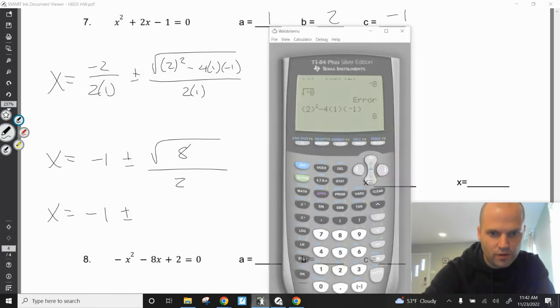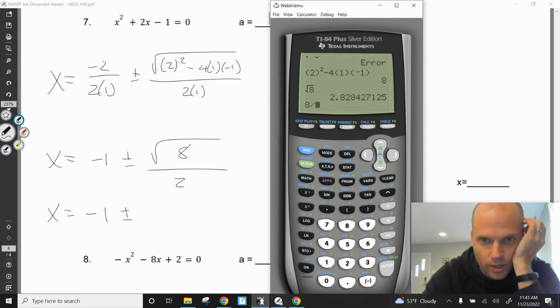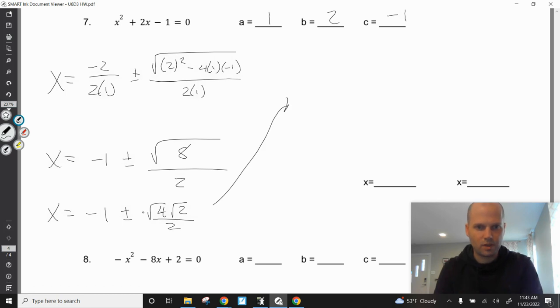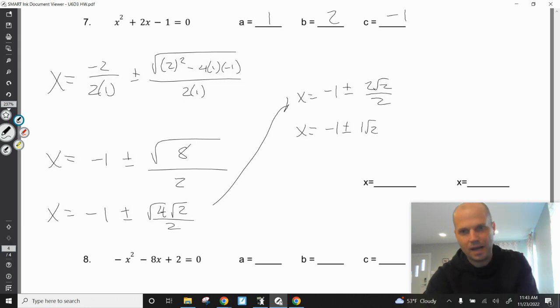Next thing, can we take the square root of 8? Nope. Can't take the square root of 8. Can I divide 8 by a perfect square? Yep. 4 times 2 is 8. So root 4 times root 2 is root 8. We do that because the square root of 4 is 2. Two divided by 2 is 1. Maybe you don't like doing this. Maybe you like doing the other way and dividing at the end. I'm okay with that. It's fine. Negative 1 plus root 2, negative 1 minus root 2.